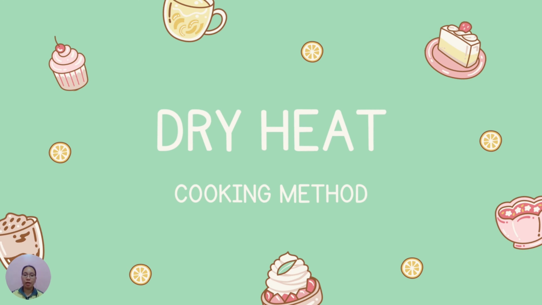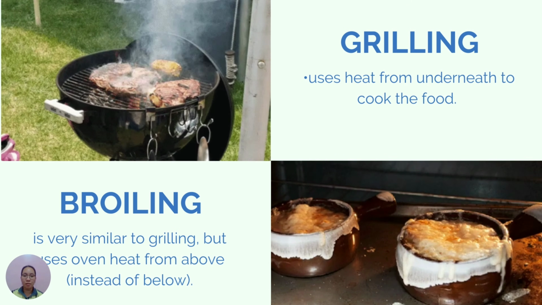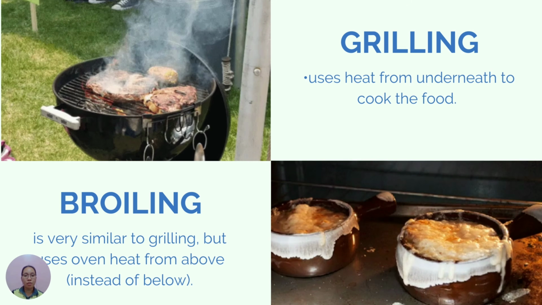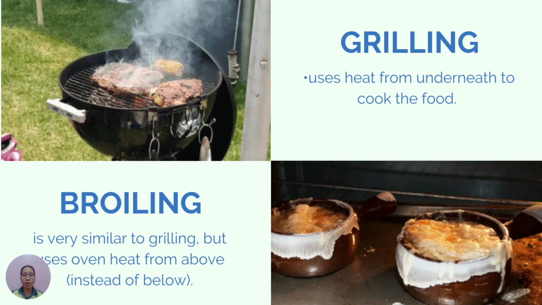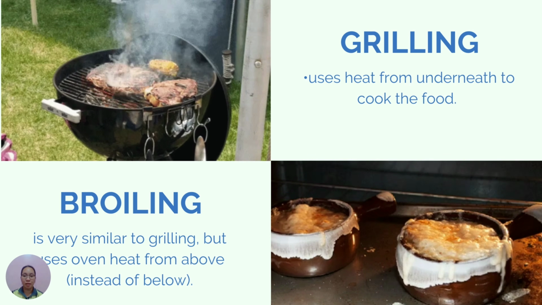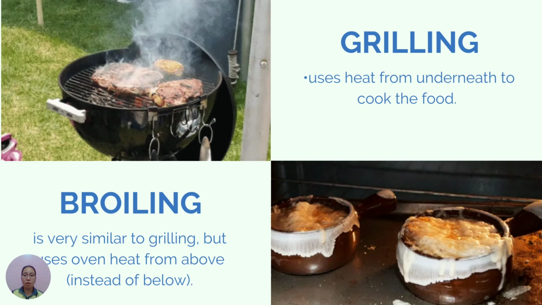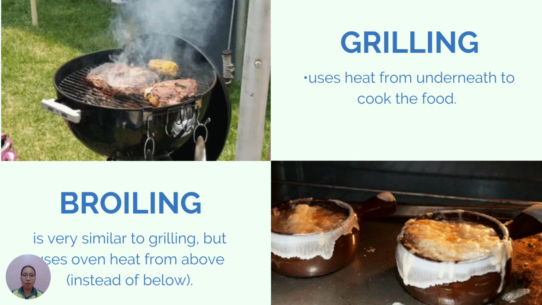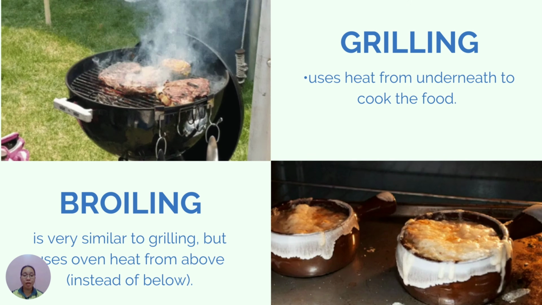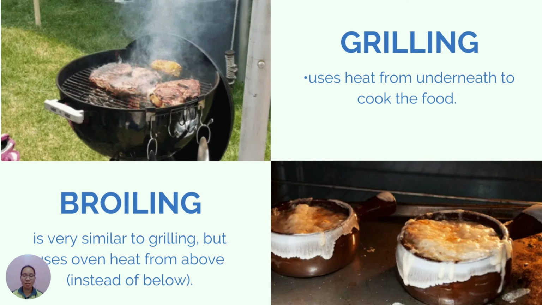First, let's have the dry heat cooking methods. We have here the grilling. So it uses heat from underneath to cook the food. So barbecuing is a common grilling technique. We use charcoal, or you can also use a griddle or grill pan on your stove top to grill certain foods. And flipping is also required to cook foods on both sides.